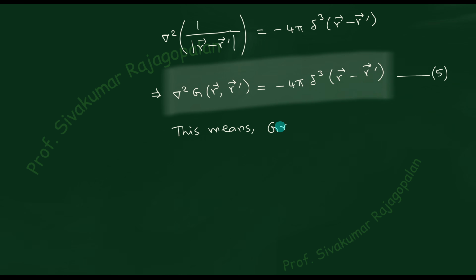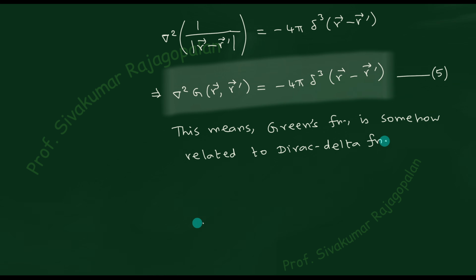So what you understand from this equation number 5 is that green function is somehow related to the Dirac delta function. That's what you understand. How do you understand is directly visible, right? This is a green function here. There is a Dirac delta function here. So you have some kind of relation between the green function and the Dirac delta function. If the Dirac delta function is not there in the picture, green function will also not be there in the picture.